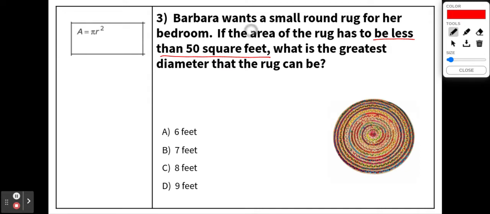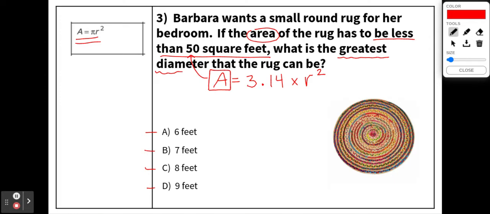Okay, being that they're talking about area, we need to use our area formula. So I'm going to begin this problem by writing down the area formula. 3.14 times radius squared. We want the area, this right here, has to be less than 50 square feet. Okay, because that's going to fit in her space. So what's the greatest diameter? We want to figure out which of these choices would give us an area that's less than 50 square feet.